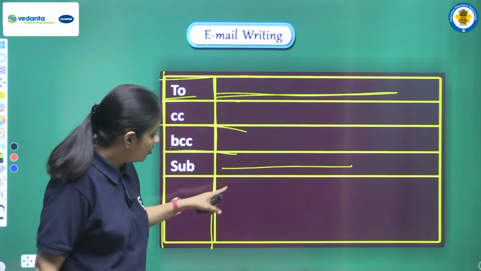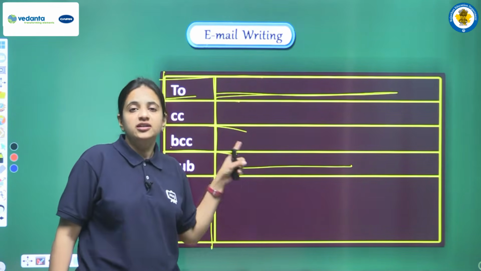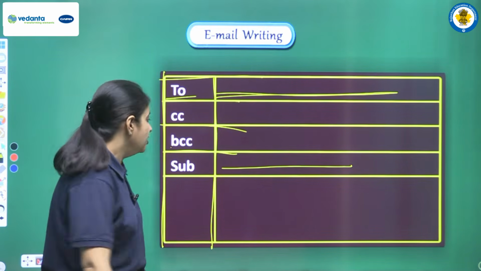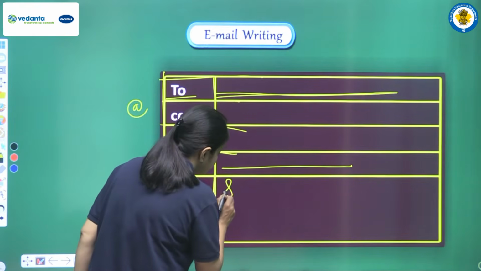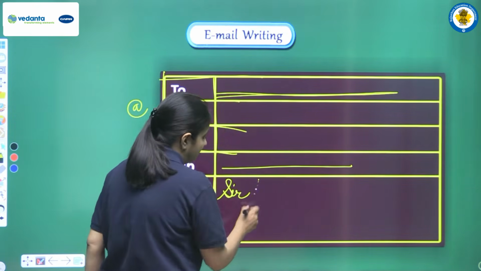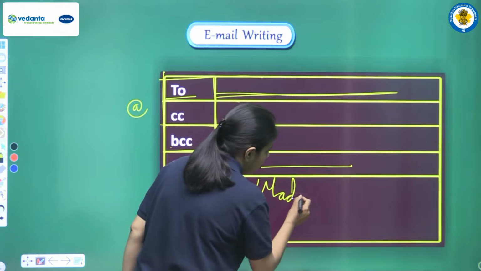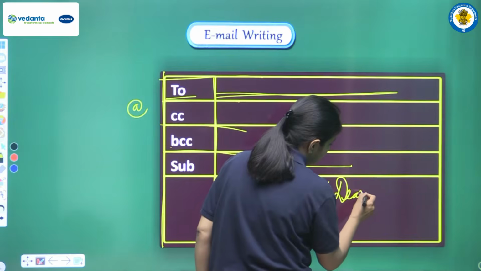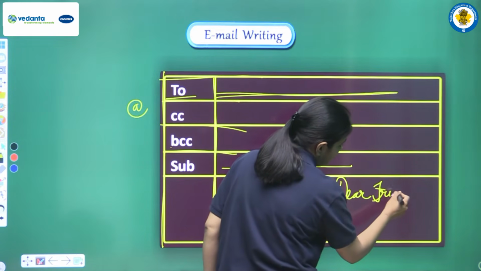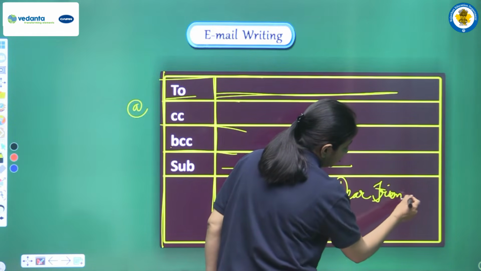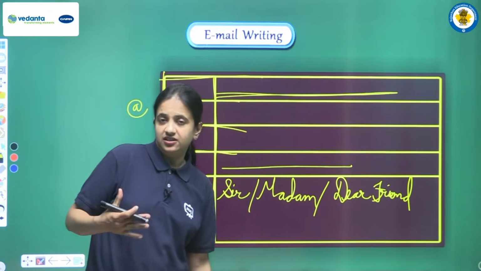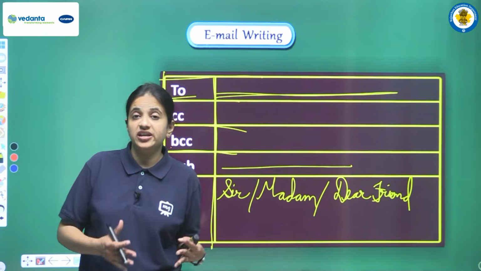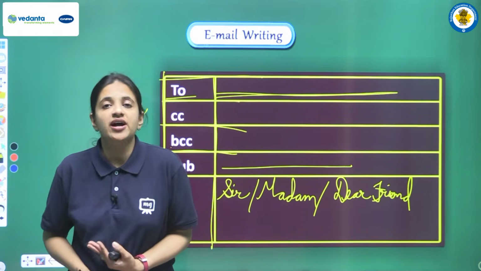Alright, and now in this space we have to write our matter, our subject matter. So we can start like sir, or madam, or if we are writing to our friend, we can write dear friend. What is the name you can write? You can write dear father, dear brother, dear sister. Okay, so in this manner you can use any appropriate salutation to whom you are writing the email.